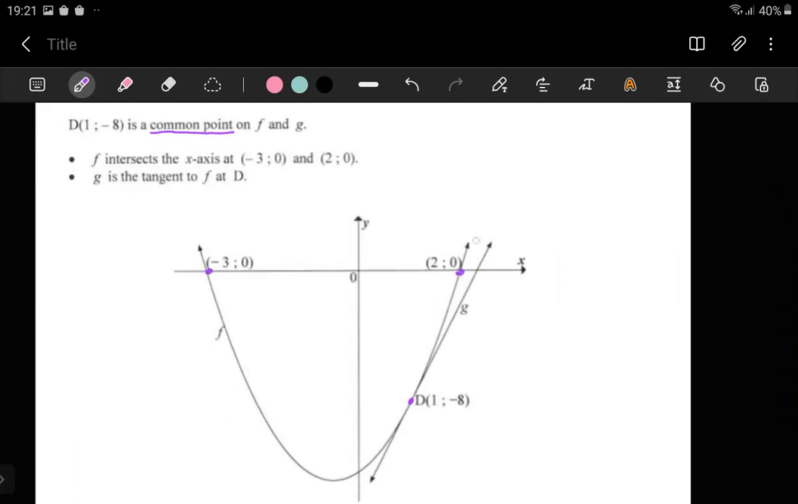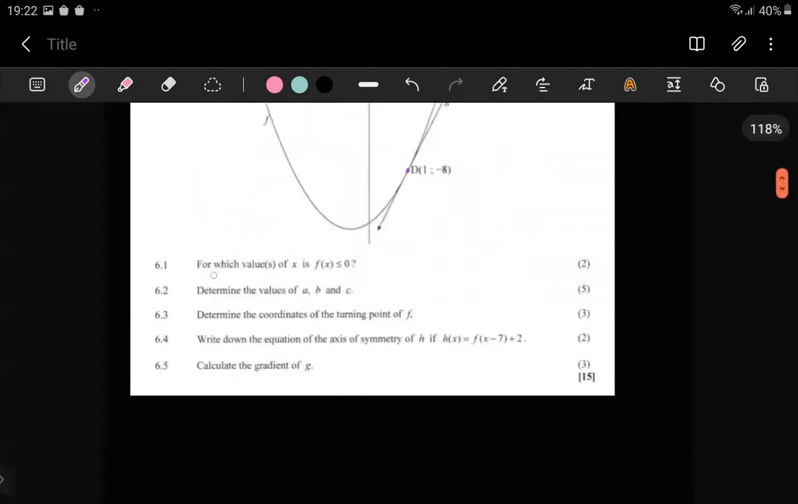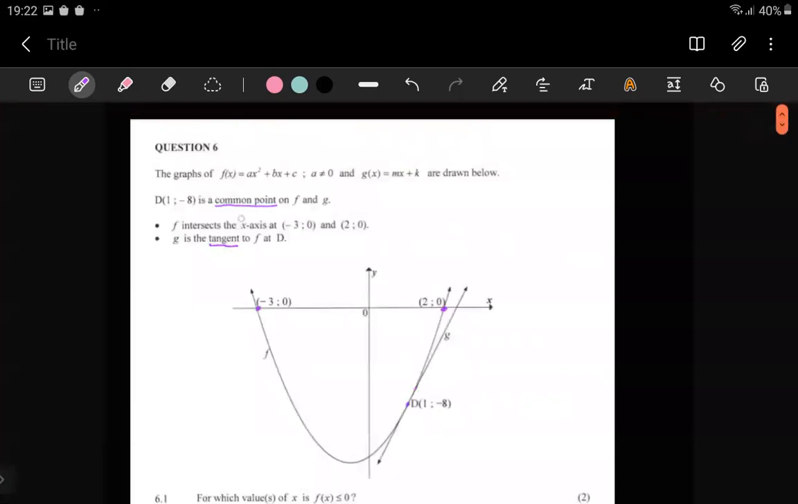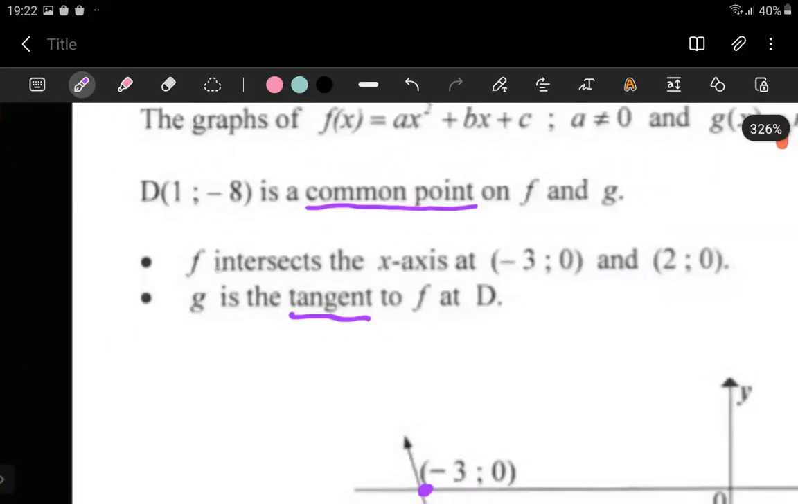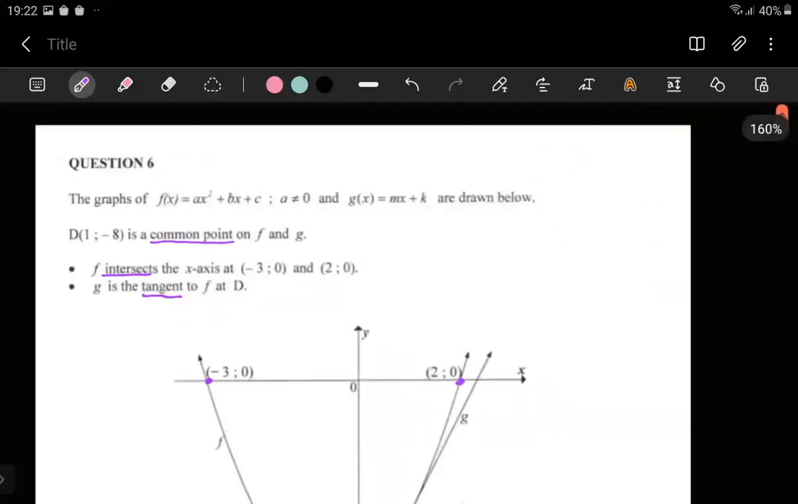It's a common point, and then they said f intersects the y-axis at -3, and at 2. g is the tangent of f at D. So this is important. It's a tangent. These keywords here, as we answer these questions, we're definitely gonna be going back to these specific words: common point, intersects, and tangent, like legit.